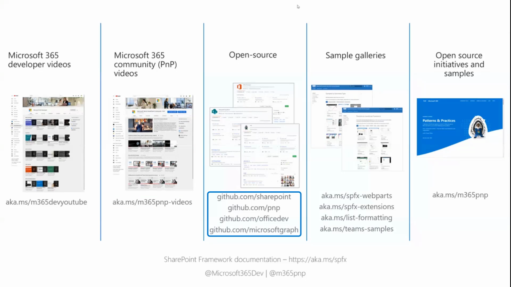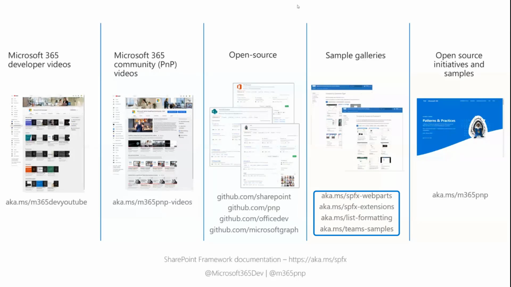We have plenty of open source assets available from multiple different locations and sample galleries. So if you're looking into starting on doing development for Microsoft Teams or column formatting, list formatting, JSON definitions, please have a look at what's available, contributed by others in the community, because those will help you certainly to be more efficient. And then there are so many URLs to remember, and luckily there's only one of the URLs which is the key one, which is aka.ms/m365pnp, the last one on the right. If you remember that one, you can find all of the other assets from one single location.